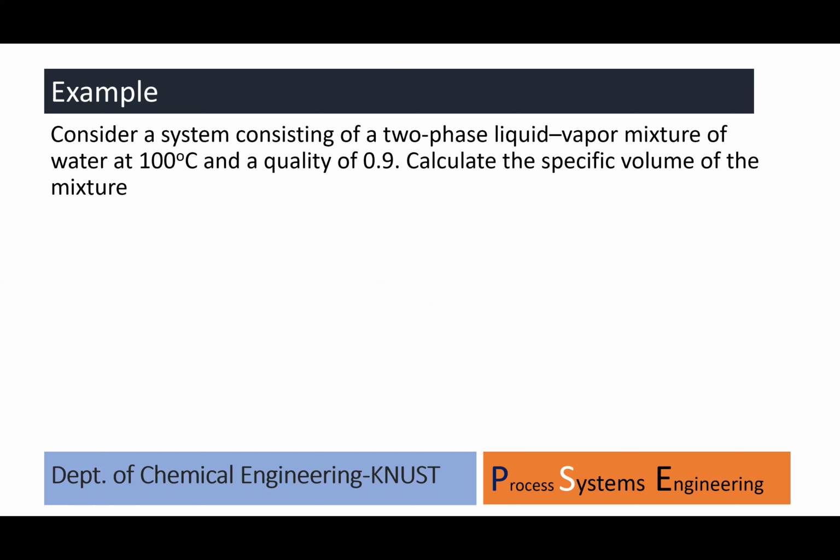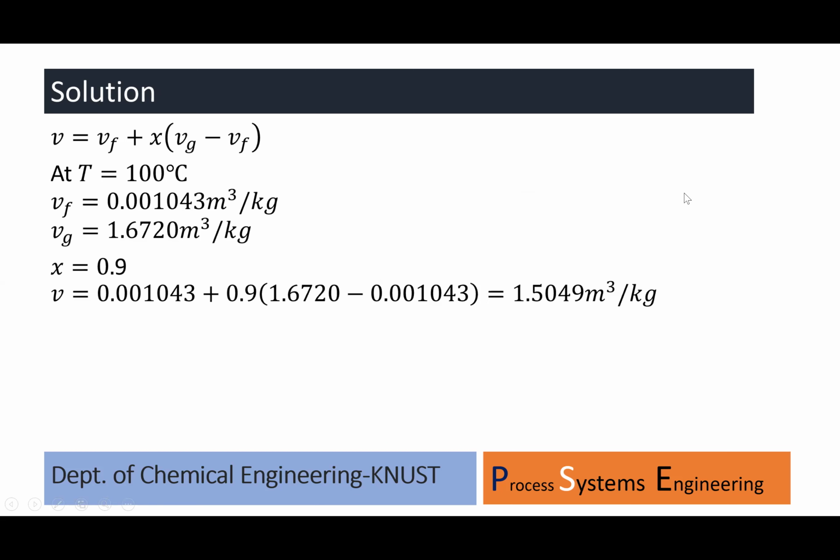Okay. So for this question, we're told to consider a system consisting of a two-phase liquid-vapor mixture. We've been given the temperature that we are going to work with, and we've been given the quality of the steam as well, at 0.9. The question says we should calculate the specific volume of the mixture. So we already know that we are going to start with this formula. Then we know that at 100 degrees Celsius, we can read from the steam table our vf and then our vg. We're already given the steam quality, that's x. So if I put everything in the expression, I can get my value for v.